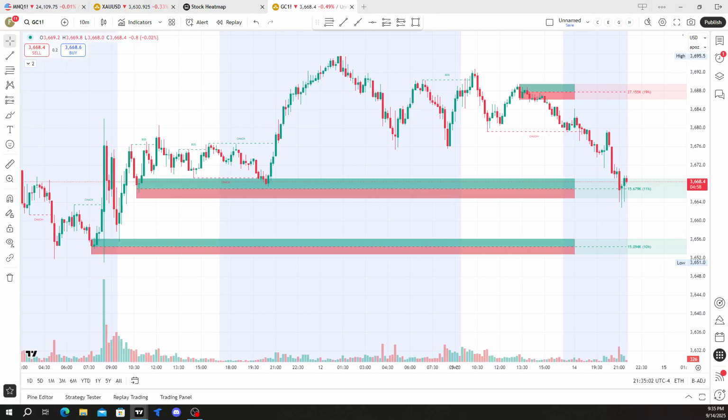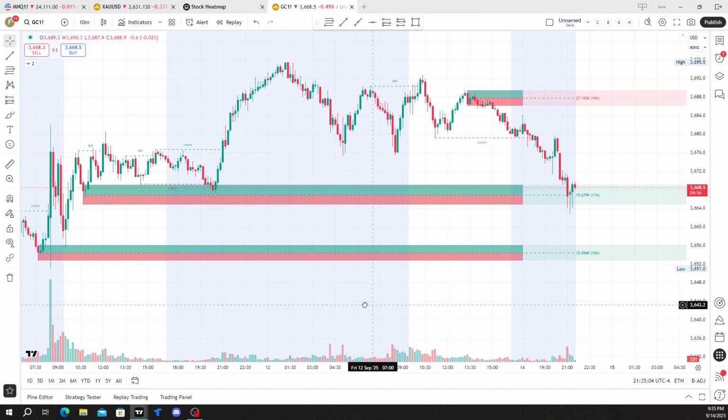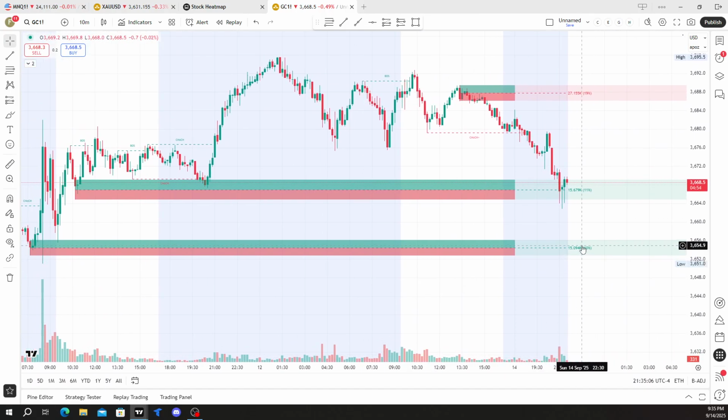Now, this gives you the value. This value is basically how many orders are in this level. If the order blocks are green, this is a support level, or the buyer's order block. If the order block is red, this is the seller's order block.